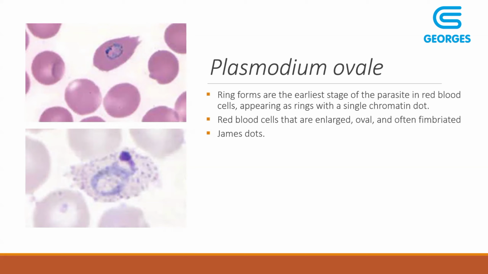So when you're looking at a thin film, there are quite a number of things you need to look for. You can not only look for the parasite, but you can also look at the key characteristics or other key features that can tell you which type of parasite we are looking at.